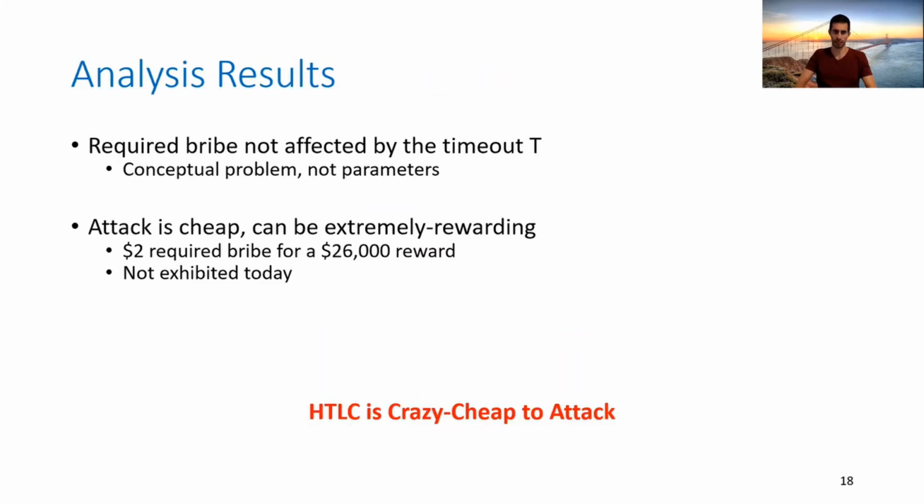Our analysis shows that the required bribe is independent of T. This means that increasing the timeout does not make the attack more expensive. We also found multiple instances on the Bitcoin network where the attack is extremely cheap and highly profitable. For example, we found several HTLCs holding over $26,000, where the required attack costs are only $2. I should mention that although of the simplicity and high profitability, we are not aware of this attack taking place on Bitcoin as of today. This is probably because the current MEV optimizations are still immature.